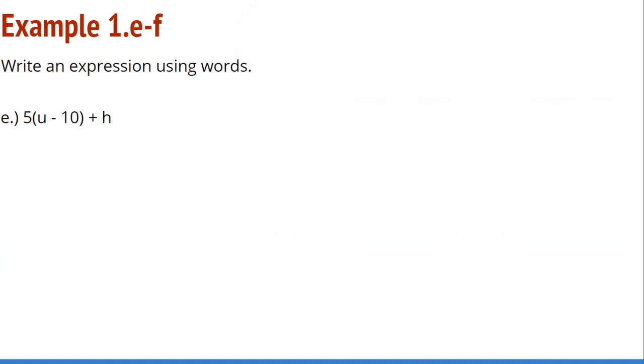All right, looking at another example here. Write an expression using words. Now this one is definitely a little bit more complicated. Got a lot of stuff here. Well, I know I've got the H, so I could say H increased by, or well, I could end with increased by H. There we go, increased by H. So there's my plus H.